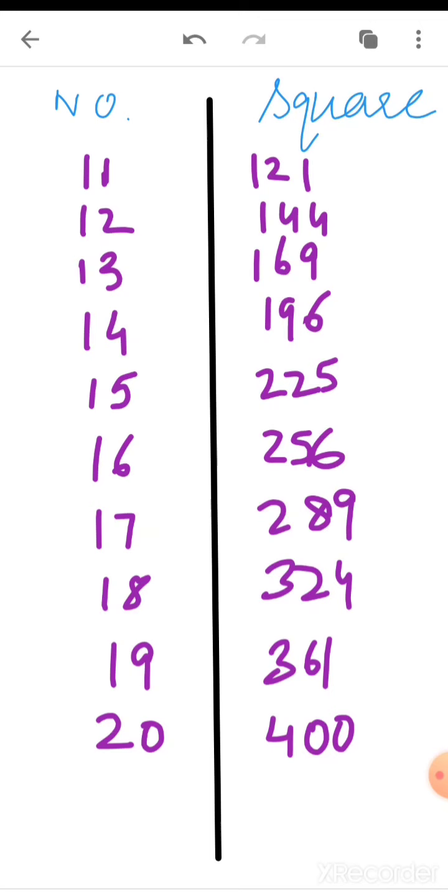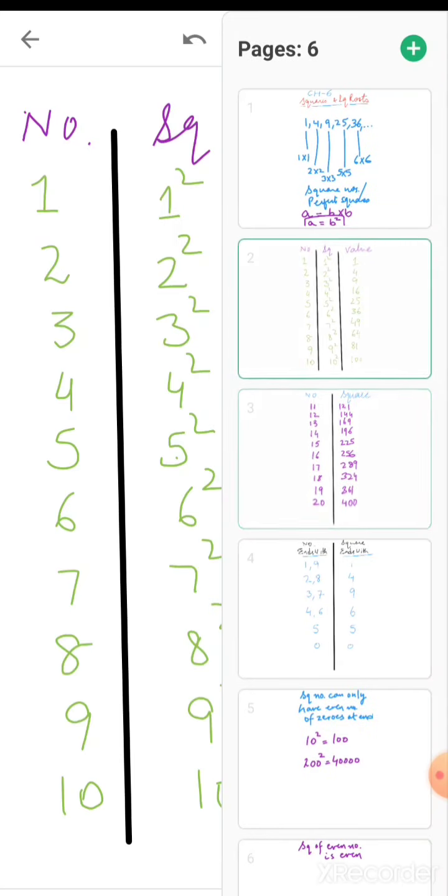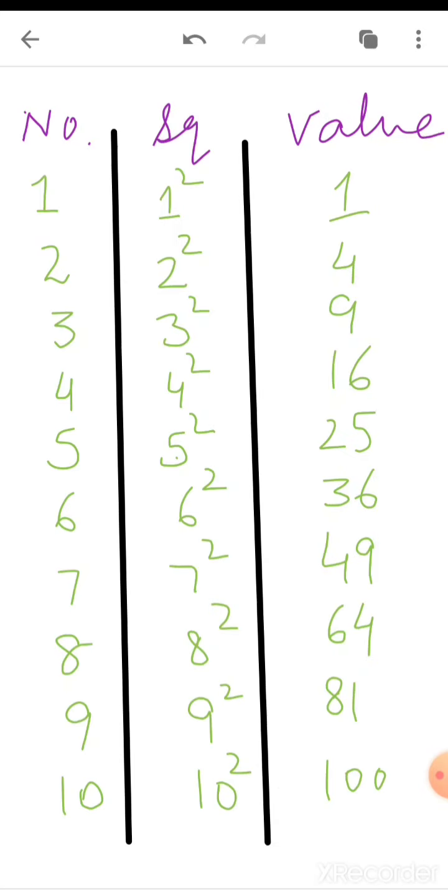So if we are given a number and we are asked whether it's a square, just by looking at the number, sometimes we can tell whether the number is a square number or not, right?